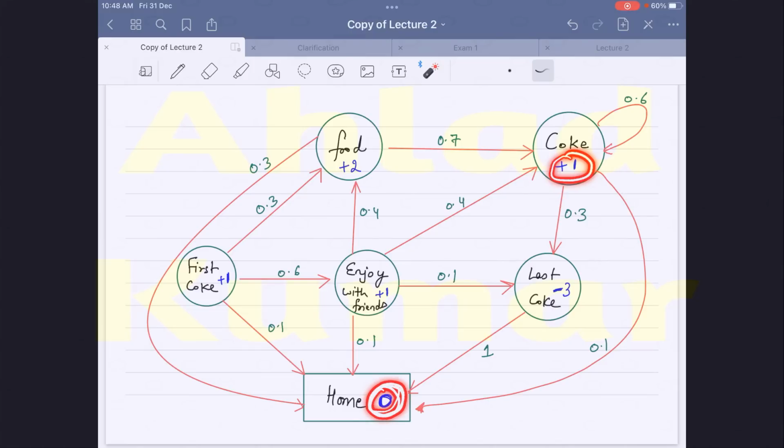For coming back home, the reward is 0, and these are the transition probabilities we have for when a state moves from one state to another state. So these are the transition values for this Markov random process. Let's code this in Google Colab and see what the value function will be for all these states.